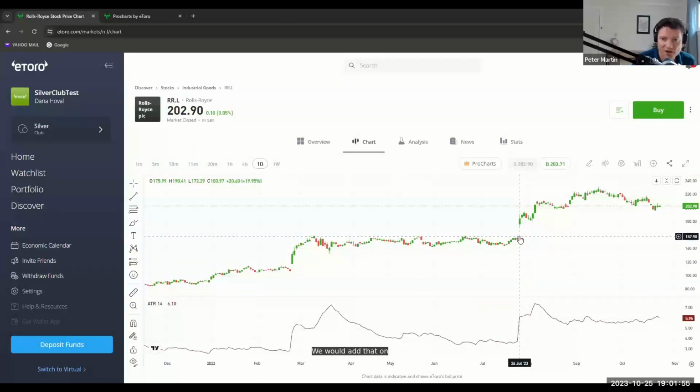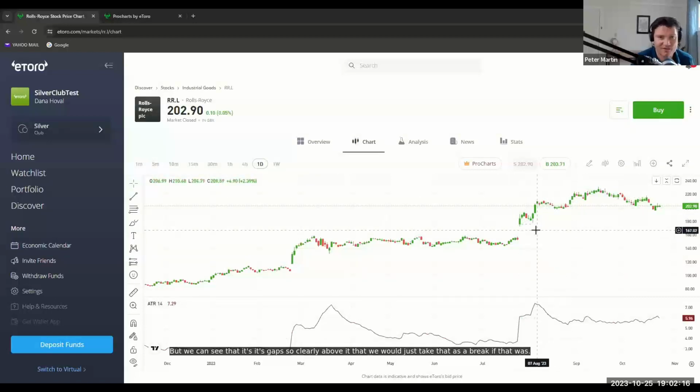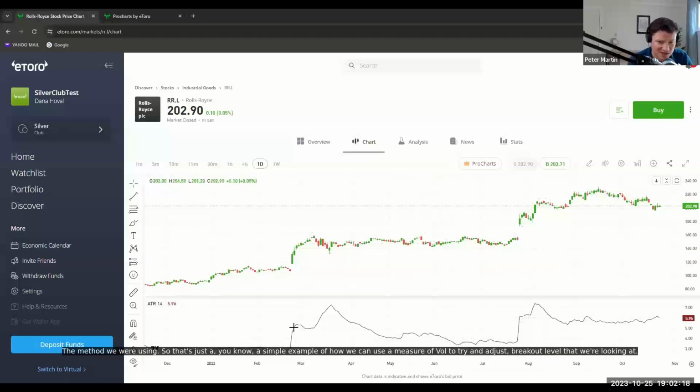We would add that on and say, okay, we need to see a break above what we consider to be the resistance level, which is say 159.5, add the 6, we would be looking for a break above 165.5 before we would consider it a confirmation. But we can see that it's gapped so clearly above it that we would just take that as a break if that was the method we were using. So that's just a simple example of how we can use a measure of vol to try and adjust our breakout level that we're looking at.